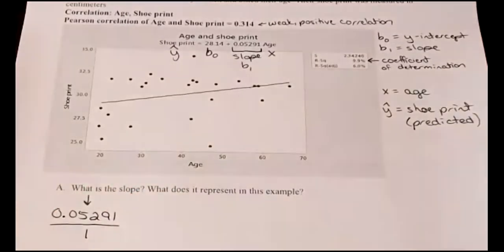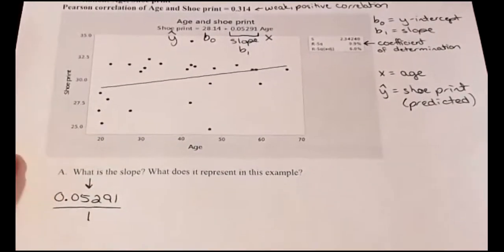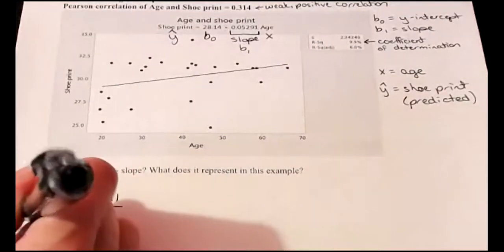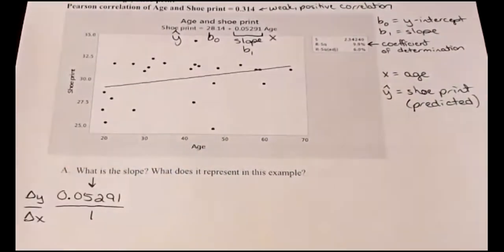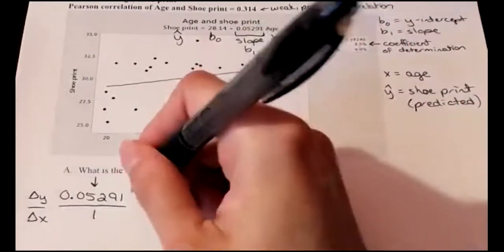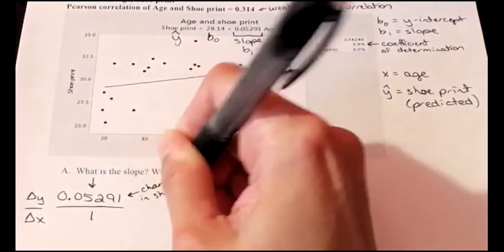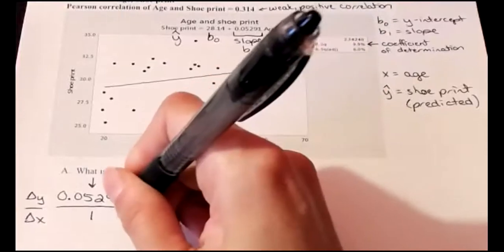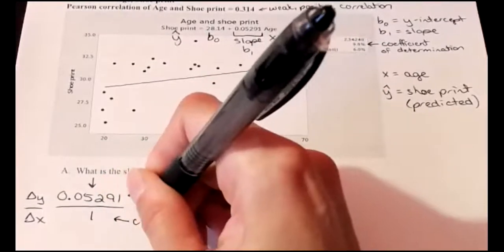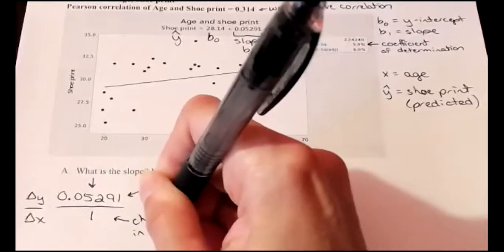With slope, it's going to be really helpful to write it as a fraction. I'm going to try to move this up without cutting off any of the graph. So we're going to write it as a fraction. We know slope is rise over run or fall over run. And when I write my slope, I also like to give labels. So we know that slope is the change in y over the change in x. And in this case, the change in y refers to the change in shoe print. And then the change in x refers to the change in age.